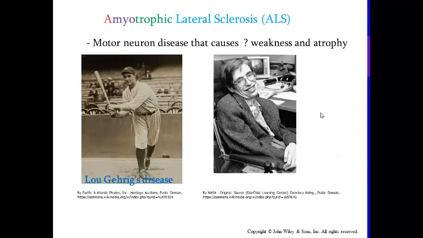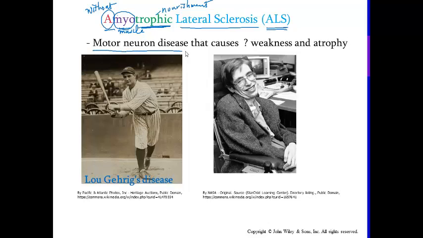Now, you might have heard of this disease abbreviated as ALS. It means amyotrophic lateral sclerosis. So A means without. What do you think myo refers to? Right? Muscle. And trophic means nourishment. Okay. So this is a disease that relates to muscles. So let's take a look at what it means. So it's actually a motor neuron disease.